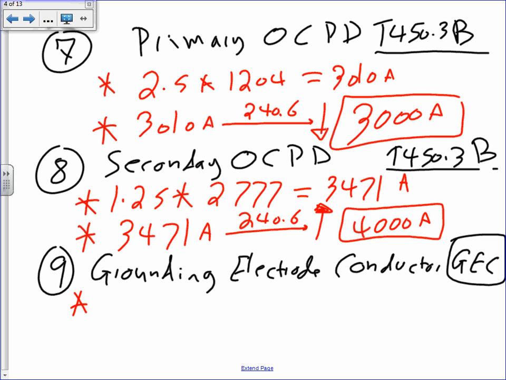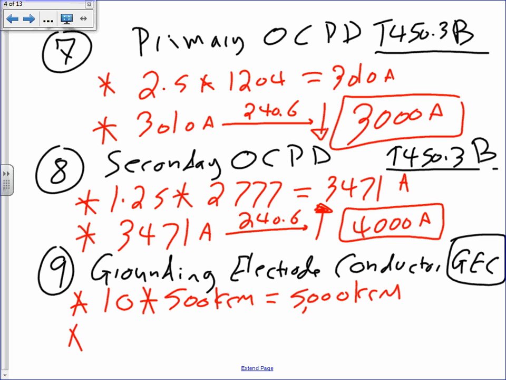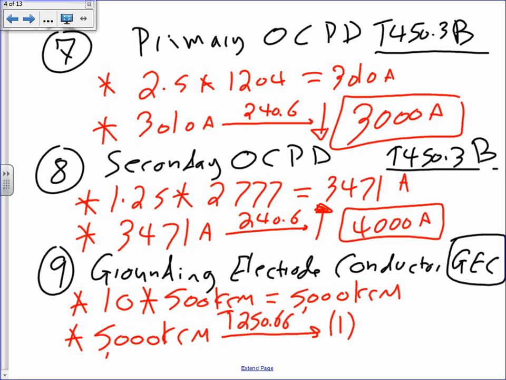So there were how many sets in the secondary, guys? There were 10, since we're paralleling, we have these 10 sets, multiplied by 500 kcmil. That's easy math, 5000 kcmil. The next step, my friend, is you take the 5000 kcmil, take it to which table, Aaron? 250.66, and that will get you one conductor. What size? 3/0. I got 3/0 too. 3/0 AWG THHN.